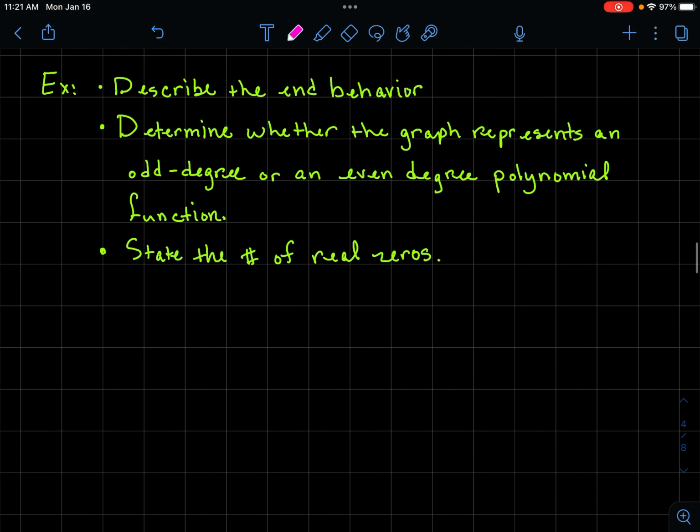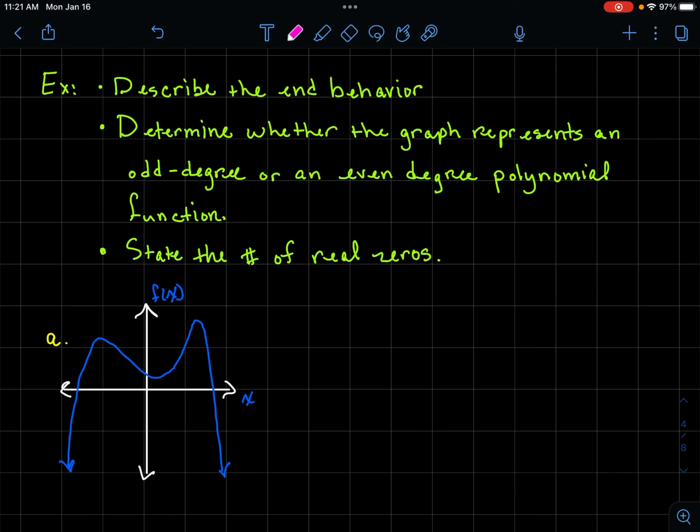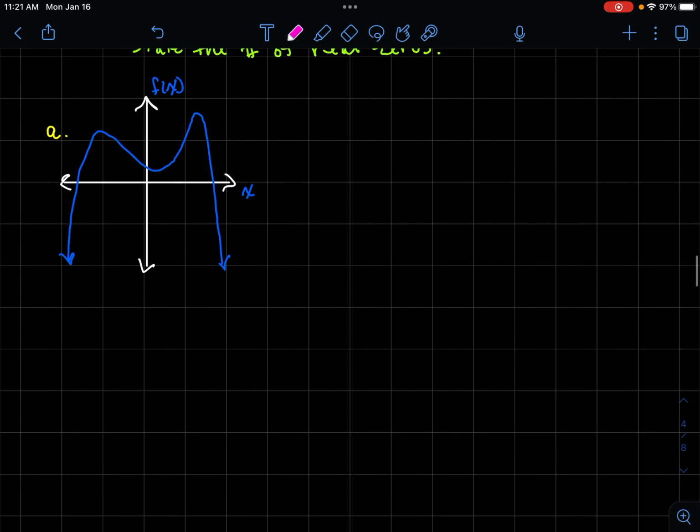Alright, so homework type problems that you have. You're going to be given a graph. You have to tell 3 things. Describe the end behavior, so that's with the arrows and the infinity symbols. Determine whether it's an odd degree or an even degree, and then finally tell me how many real zeros it's going to have. Here's one example.